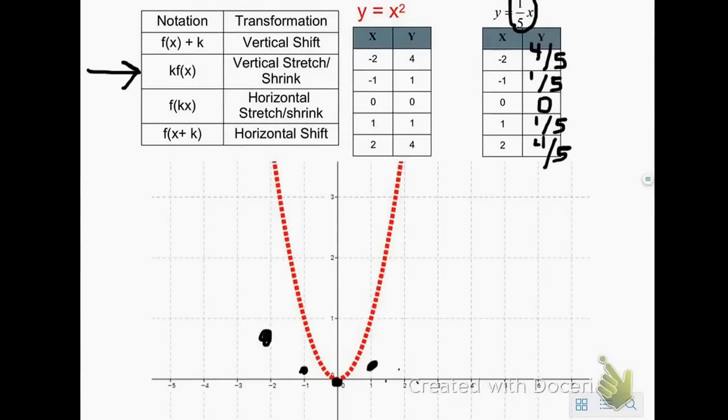And 2, 4/5. Now, notice how my graph is much shorter than the red dotted graph. It's wider, just as if you compressed it and you push down on the top of it. You're going to make it shorter and wider. That would be called a vertical shrink because you've made it shorter.